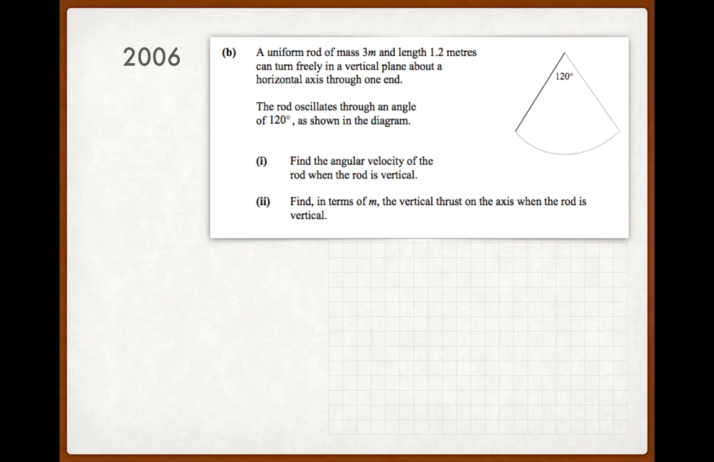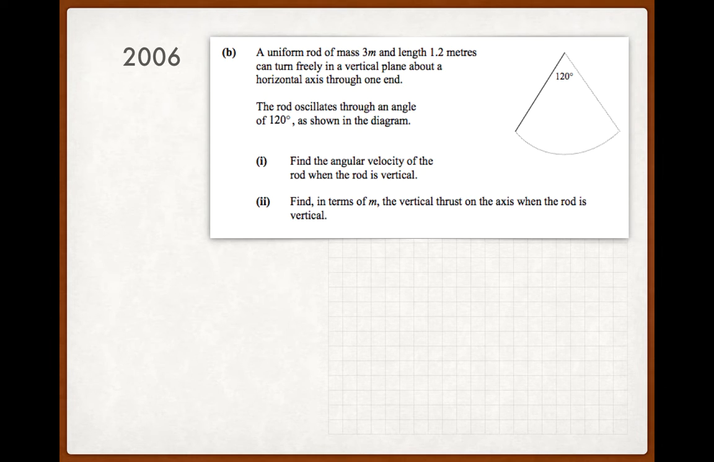Okay, 2006. A bit of a change now. So I'm just looking at the last part. Find the vertical thrust on the axis when the rod is vertical. So when the rod is pointing straight up, the only two forces acting on it are the force down and the reaction up towards the axis of the rod.